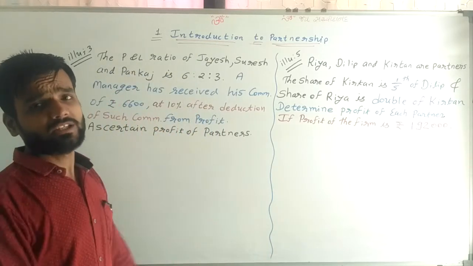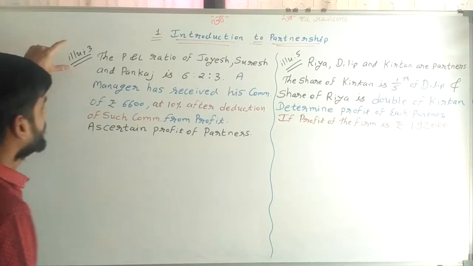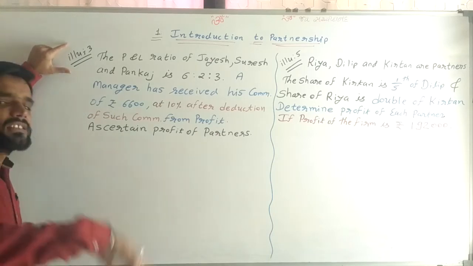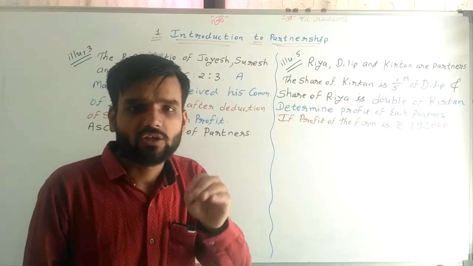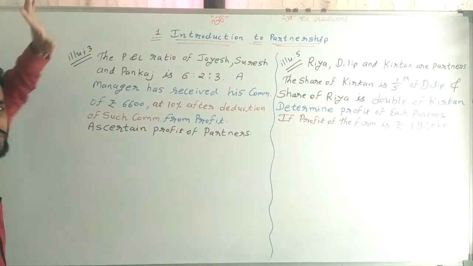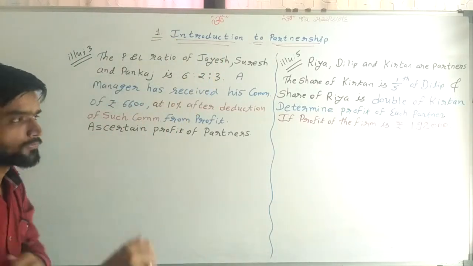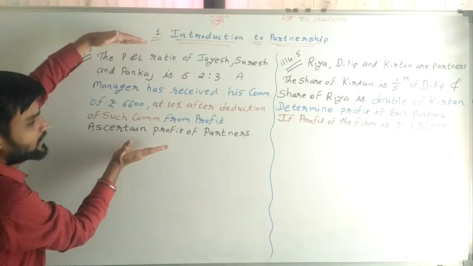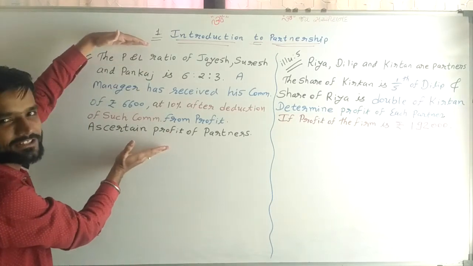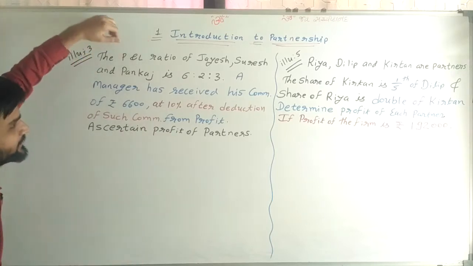Again, we are starting with the sum illustration number 3. Last time we did illustration number 4. In this lecture, we are doing illustration number 3. Now, first of all, what is the first step? Understand the question. Now, see here.